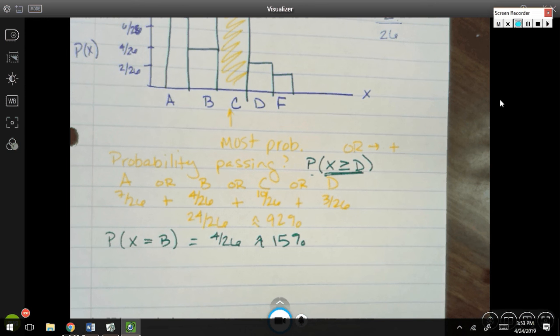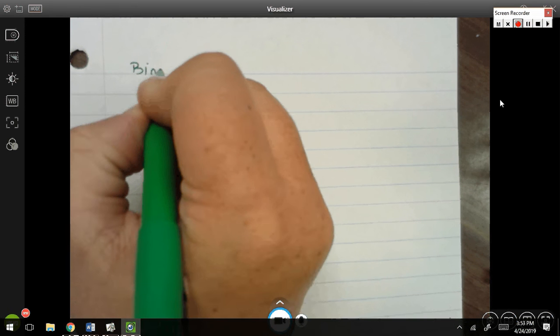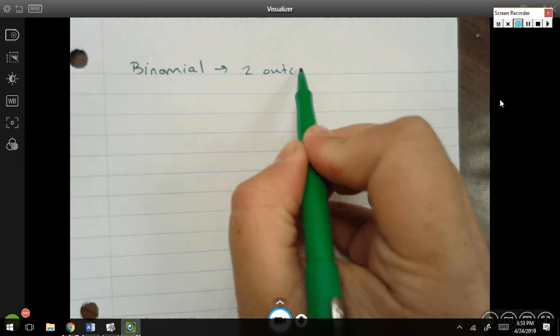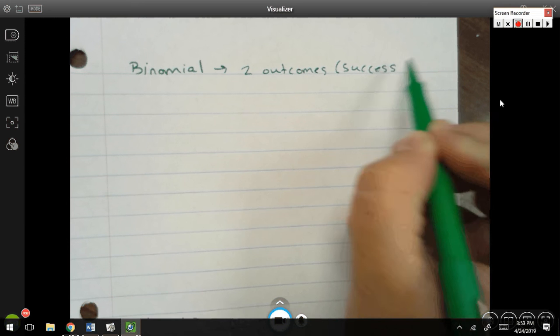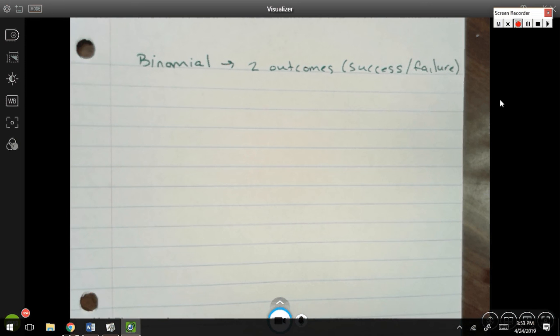Now, let's say that I'm talking about binomial. So we talked a little bit about binomial, and we talked about how binomial has some stipulations, right? Binomial means that there are two possible outcomes, okay? There's a success outcome, there's a failure, and it doesn't necessarily have to be success or fail. It can be yes or no, true or false, flipping a coin, heads or tails. It is or it isn't, okay? So two outcomes.